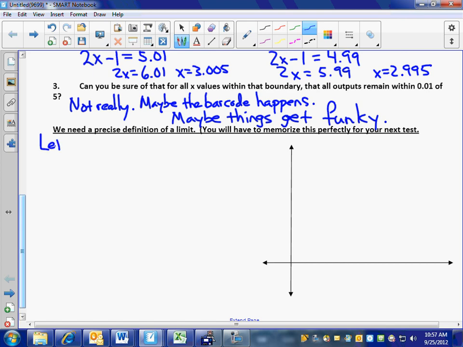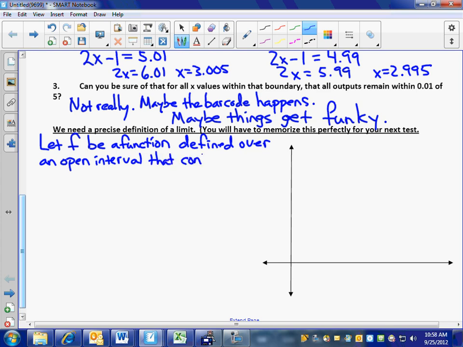Here's the definition. Let f be a function defined over an open interval that contains a but might not be defined at a. That is the given premise. I'll let you write it down, then we'll draw what that means.